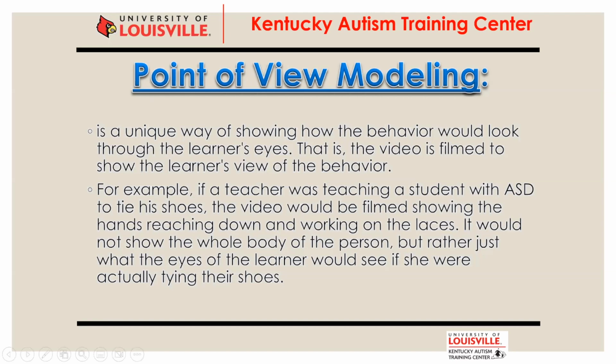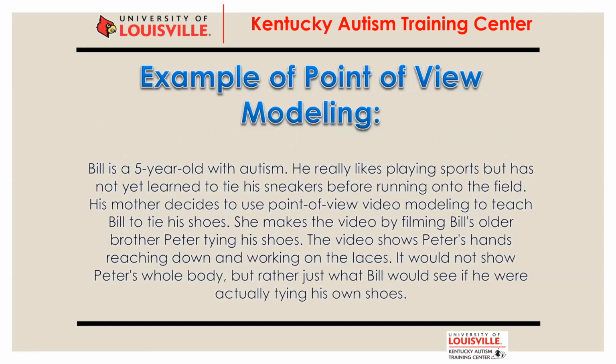Okay, so an example might be Billy is a 5-year-old with autism, and he likes to play sports, but has not learned how to tie his shoes. Tying shoes is hard. So his mom decides to use point of view video modeling to teach him how to tie his shoes. She makes the video by filming Billy's older brother, right? She got the brother involved, and it's going to show Peter's hand reaching down, but it doesn't show his body, right? So it's just showing the shoes, and that's the video model that we are going to watch next.